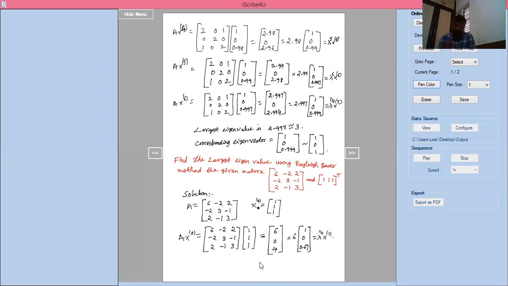Next, similarly, I have to find A x1. A x1 I have to find. So what does that A x1 mean?